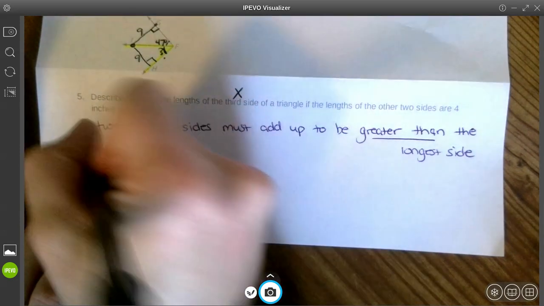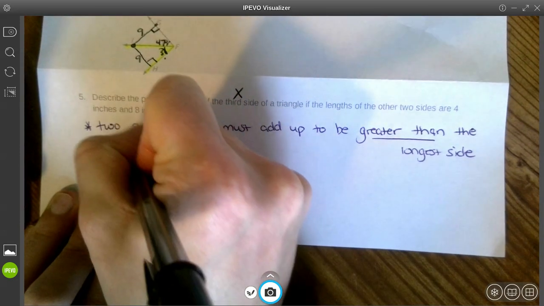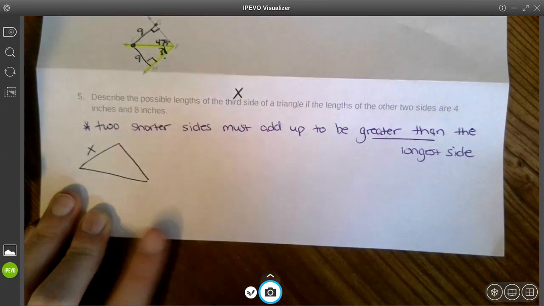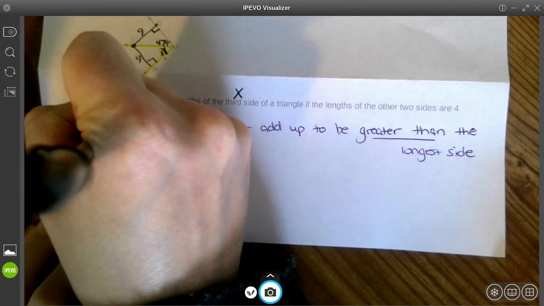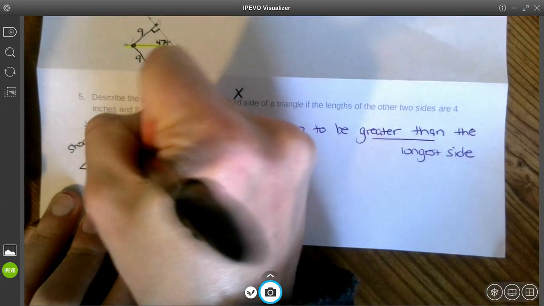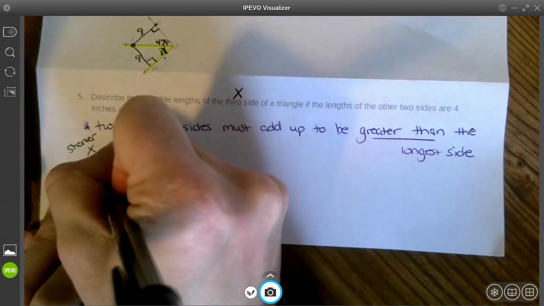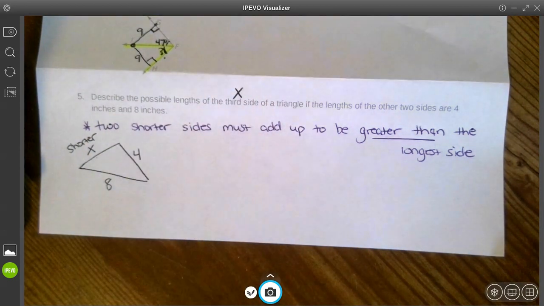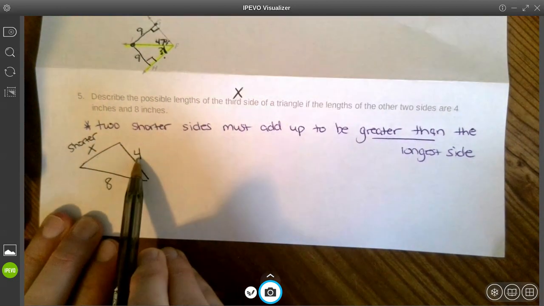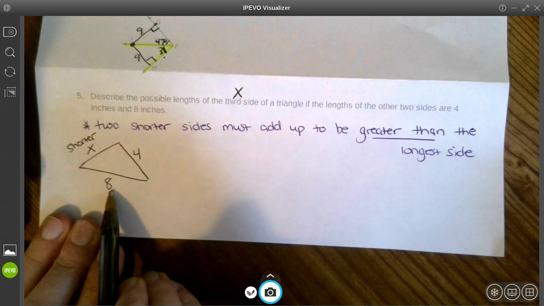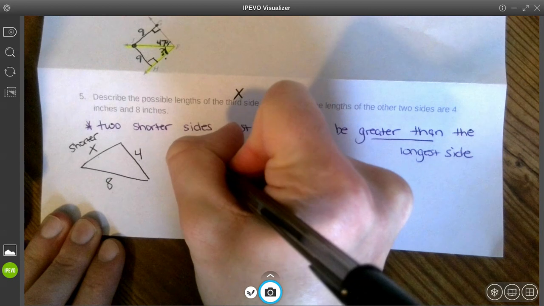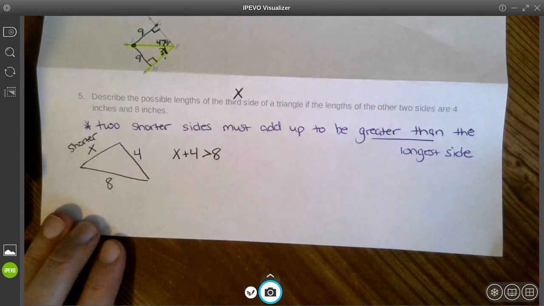So I'm just going to draw a little triangle here. And maybe x is one of the shorter sides. I'm going to put a little note, shorter. So that would make x and the 4-inch side the two shorter sides, and 8 would be the longest side. If this were the case, we would know that these two shorter sides have to add up to be greater than 8. x plus 4 would have to be greater than 8 in order for that to be a triangle.